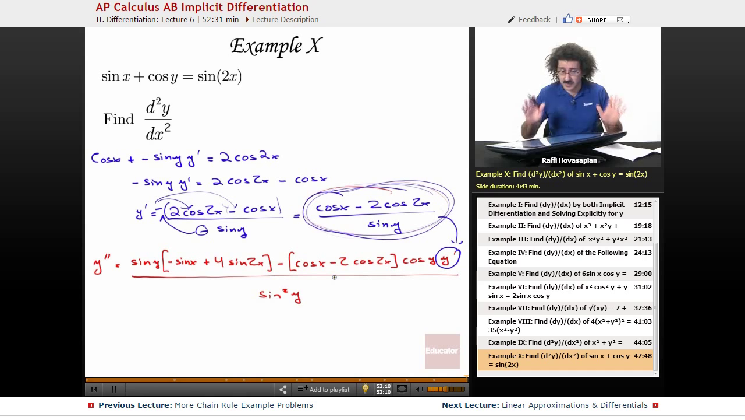So that's it. Straight differentiation. You differentiate the first one implicitly, you get this, you differentiate the second one implicitly. It is going to get progressively more complicated simply by virtue of the fact that this one happens to be a quotient rule.